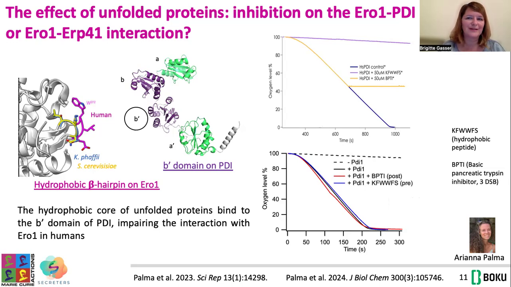So we were also wondering, okay, if PDI is not inhibited, maybe ERP41 is. So we also measured its activity in this assay. And again, you can see nothing is really happening when you add the two unfolded substrates. And Ariana could then also show that ERP41 is able to catalyze disulfide bond formation in BPTI, even though acting as an even faster oxidase than PDI again, but not being able to isomerize it.